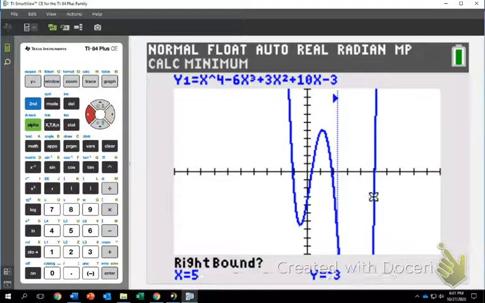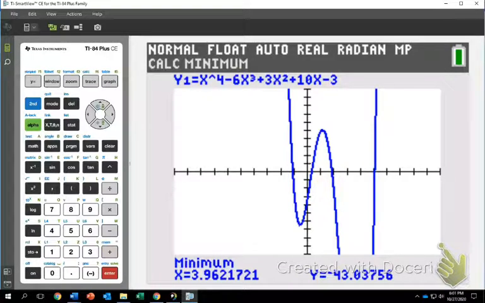Oh, there it is. Okay, so that's my star. Press enter. It wants me to guess. Okay, sure, I'll just guess there. Okay, so I see that it's going to be 3.96. That's going to round to 4.0, comma, negative 43.0, which would be 43.